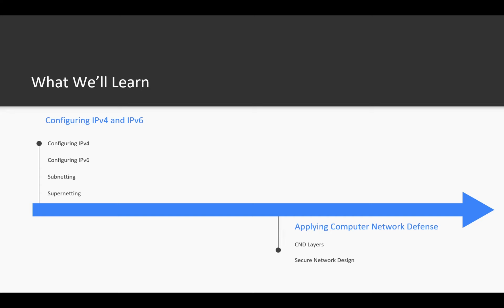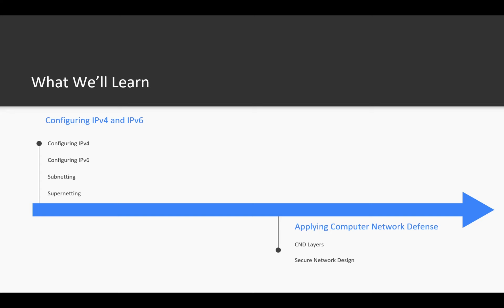Then we are going to get into the next section where we'll go even deeper into configuring IP version 4 and IP version 6. And here we'll have lessons, as you can see here on the slide: configuring IPv4, configuring IPv6. Then we'll talk about subnetting and lastly about supernetting.